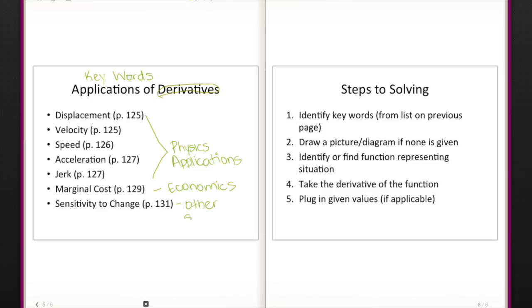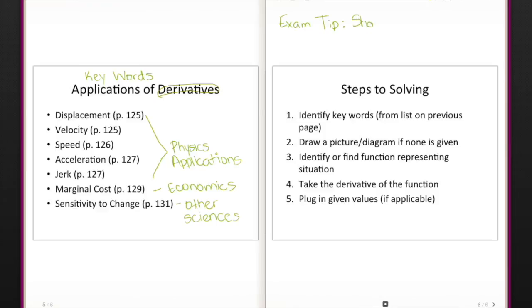Marginal cost on page 129 is an economic or business application. And then sensitivity to change on page 131 relates to other sciences. So you can see that the derivatives have applications in a lot of different fields. It's not just for math, it's not just for physics, it's not just for engineering, it's for a wide variety of topics. And that is something that you'll continue to see driven home throughout the course.